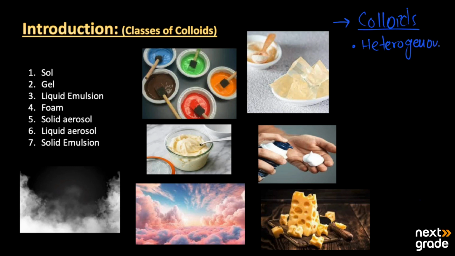Heterogeneous mixture means having no uniform composition throughout. It is known as heterogeneous. Along with that, it has two phases. Number one is the dispersed phase, and the second one is the dispersion medium.